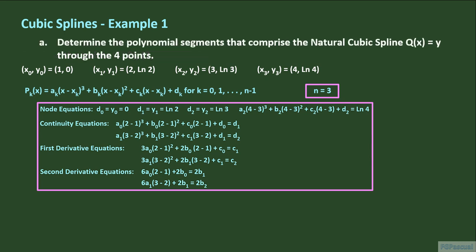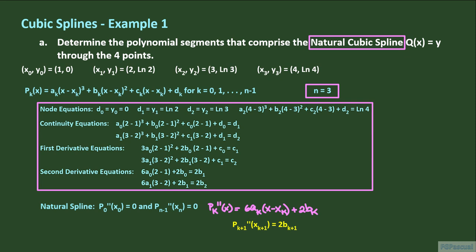The first type of cubic spline that we are looking for is what is called a natural spline. A natural spline has the second derivative values at the leftmost endpoint and the rightmost endpoint both at 0. And so p sub 0 double prime of x sub 0 equals 0, and p sub n minus 1 double prime of x sub n equals 0. At the left endpoint, when the index is equal to 0, we have p sub 0 double prime of x sub 0 equals 2b sub 0, and so 2b sub 0 is equal to 0.